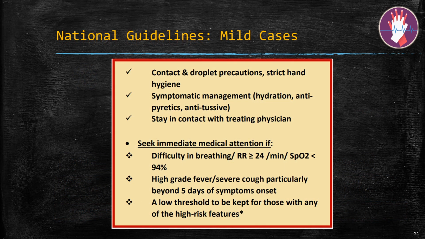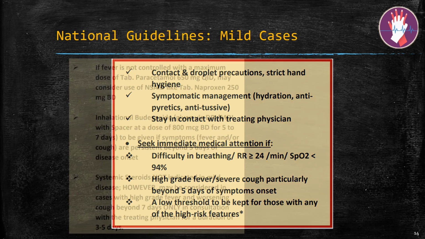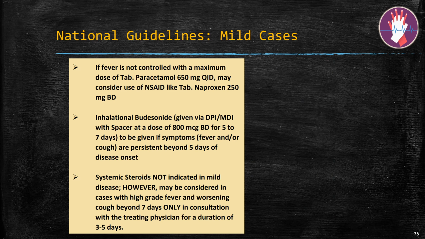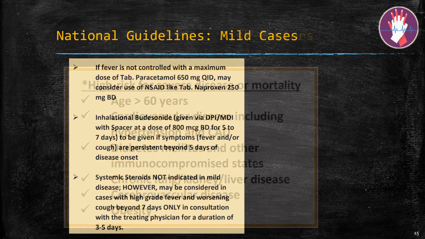The national guidelines suggest that mild cases should seek immediate medical attention if there is difficulty in breathing, respiratory rate is above 24, or the saturation is below 94, and a high-grade fever or severe cough, especially after 5 days of symptom onset, or if any of the comorbidities we discussed are getting uncontrolled, they should be referred to a doctor. And we have discussed these tablets, so I'm not going to spend any more time on that. You're aware of what tablets they take.